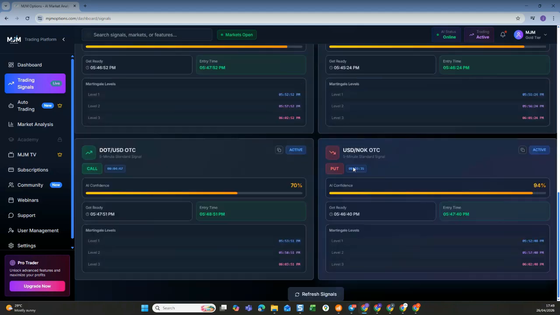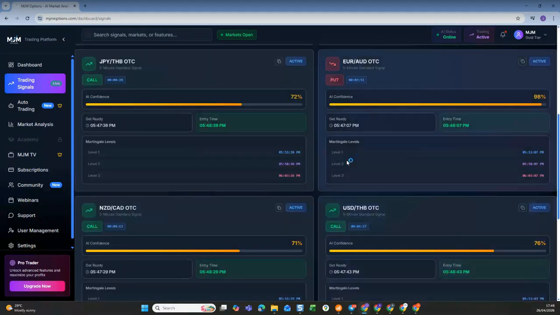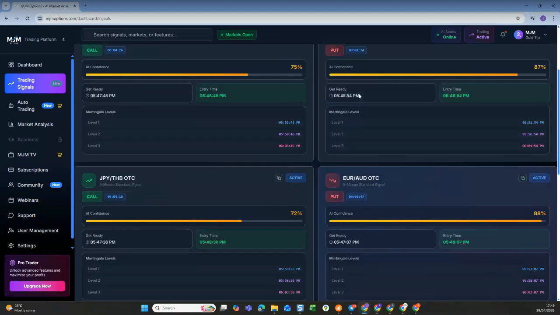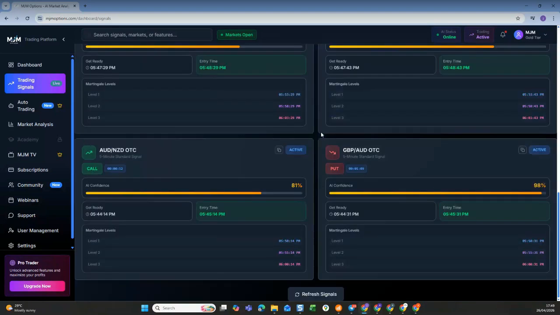So this is USD with AI confidence 94, countdown timer. So we have to refresh. 98 also, countdown timer is below 5 minutes. This is 98 also, countdown timer is below 5 minutes. So this is how we keep looking for signals until we find one that is suitable to take.